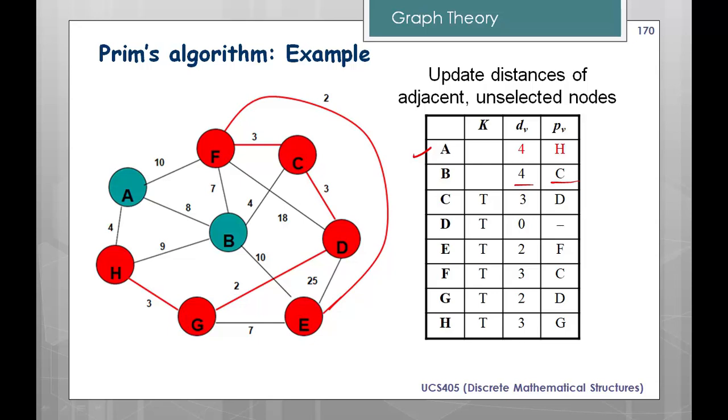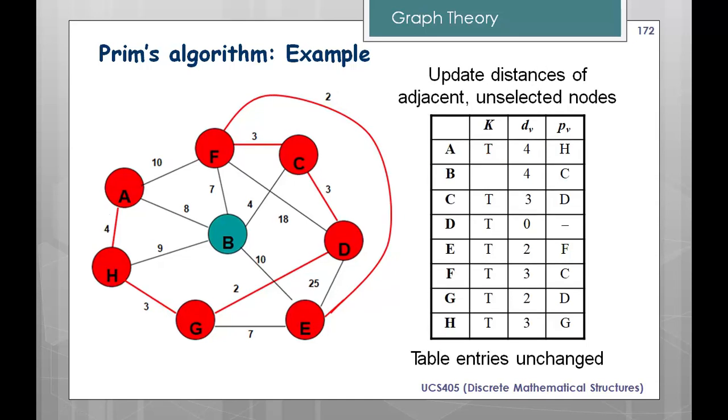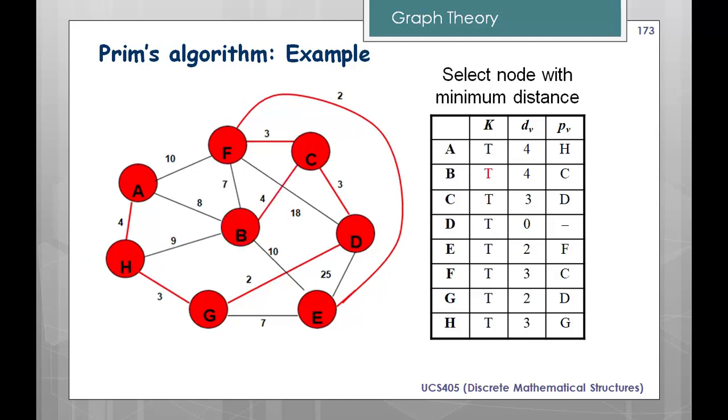Now again both have equal weight, so we can process any node. For example, first I am going to process node A. We include it, true, 4H. Now we are left with only one node, and we will process that node, that is B, 4C. So yes, we have processed all of them.